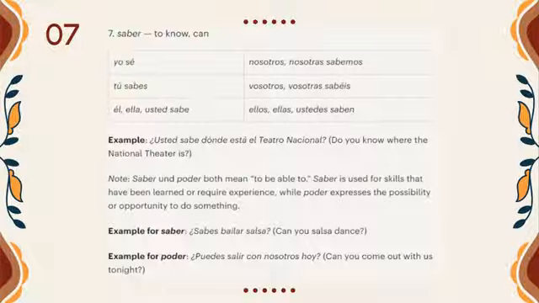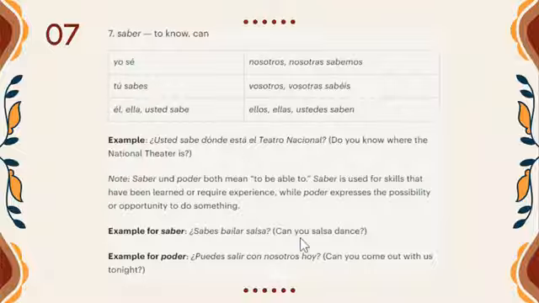And I don't like the way they explain it on here, but yes, saber and poder can both mean to be able to, but in 2 different ways, right? Saber, in most contexts, is to know. You can replace it with "to know," right? So, like in this one, "¿Sabes bailar salsa?" Can you dance salsa? Well, we can think of this as, do you know how to salsa?